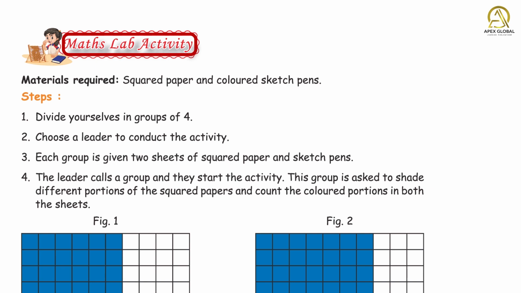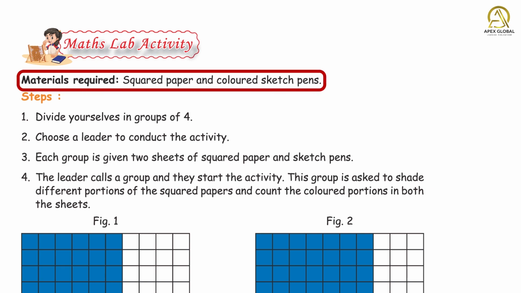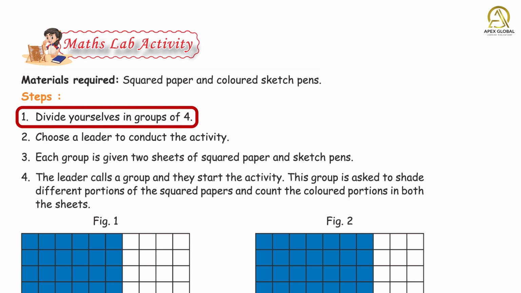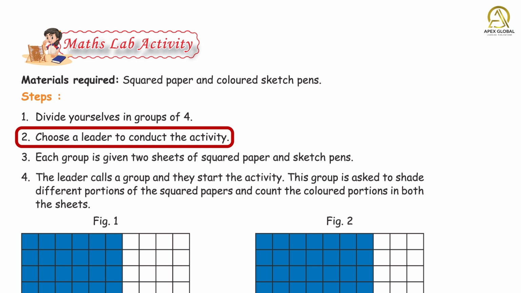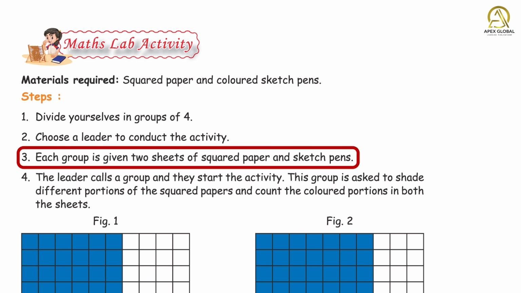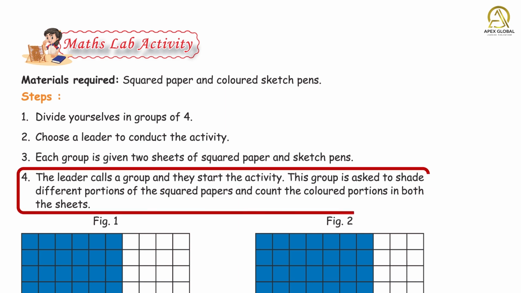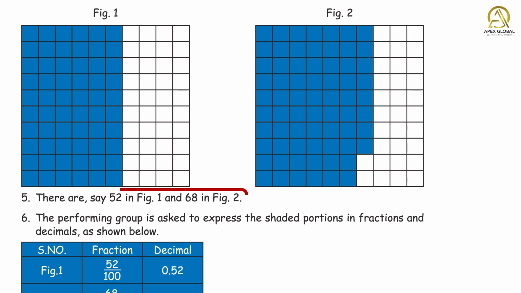Maths lab activity. Materials required: squared paper and colored sketch pens. Steps: 1. Divide yourselves into groups of 4. 2. Choose a leader to conduct the activity. 3. Each group is given 2 sheets of squared paper and sketch pens. 4. The leader calls a group and they start the activity. This group is asked to shade different portions of the squared papers and count the colored portions in both the sheets. 5. There are, say, 60 in figure 1 and 68 in figure 2.